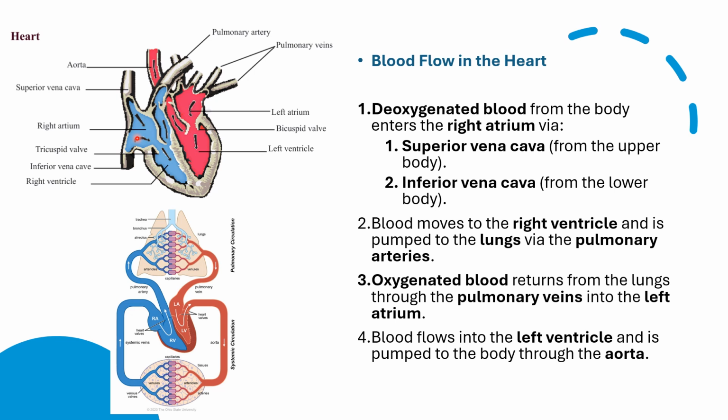After blood moves to the right ventricle, it is pumped to the lungs. Now it needs to go to the lungs to get oxygenated. So it is pumped to the lungs via the pulmonary artery. You can see it clearly in this figure as well. Right atrium, it goes to the right ventricle, and then it goes to the lungs through the pulmonary arteries.